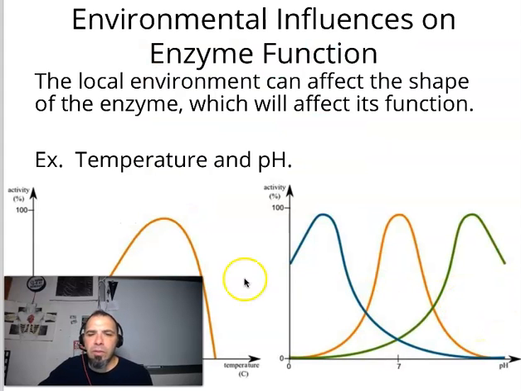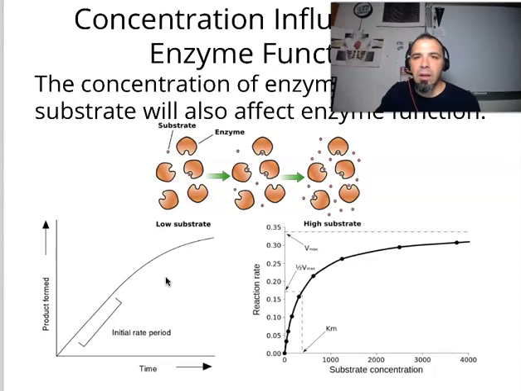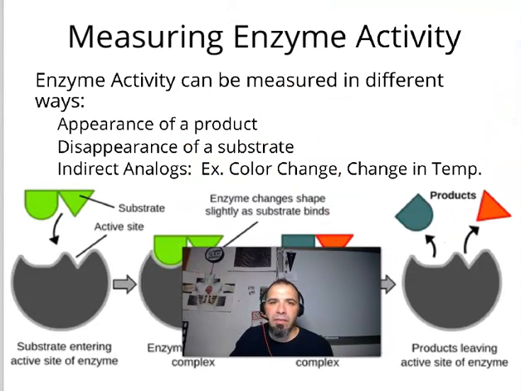And then environmental influences, which we'll be doing in lab. Temperature and pH denature the protein. We already talked about denaturing: change of structure, change of function. So temperature and pH can affect enzyme function because of the denaturing of the protein. You change the structure of the enzyme, you change its function. And concentration will affect it too. We're going to do this in lab.